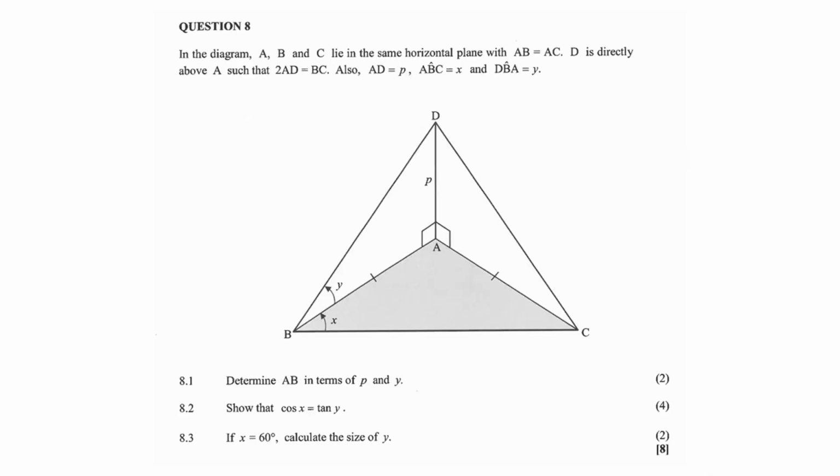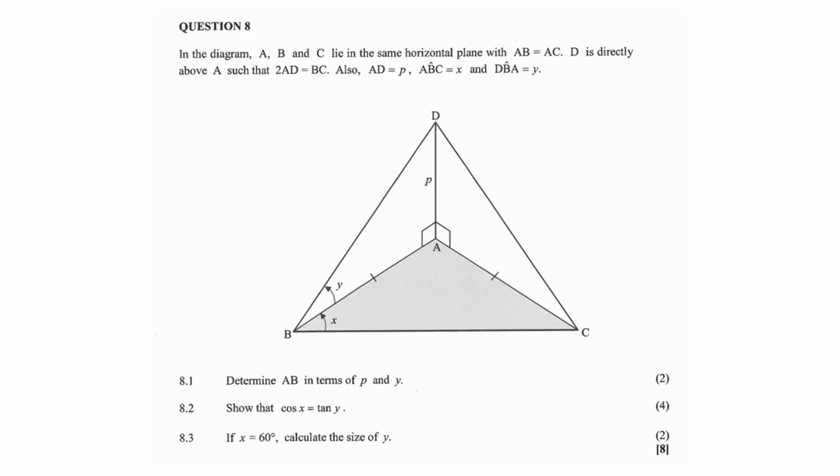Right, question 8. In the diagram, A, B, and C lie in the same horizontal plane. Can you see the shaded area? With AB equals AC, if you can see where they are, that makes it an isosceles triangle, the base. D is directly above A. By that we mean 90 degrees, such that twice AD equals BC. Also, AD is equal to p, angle ABC is x, and angle DBA is y.